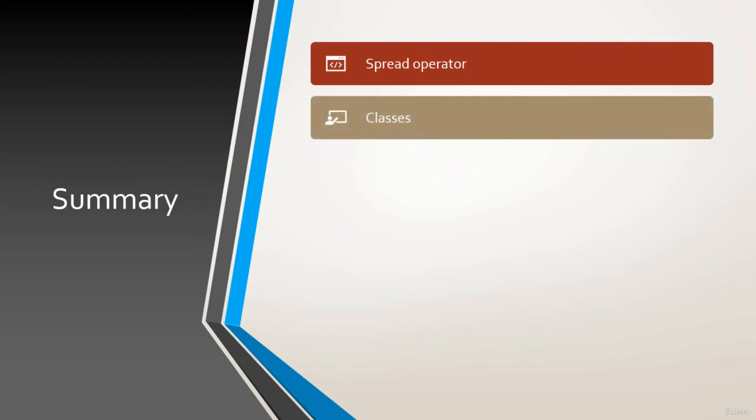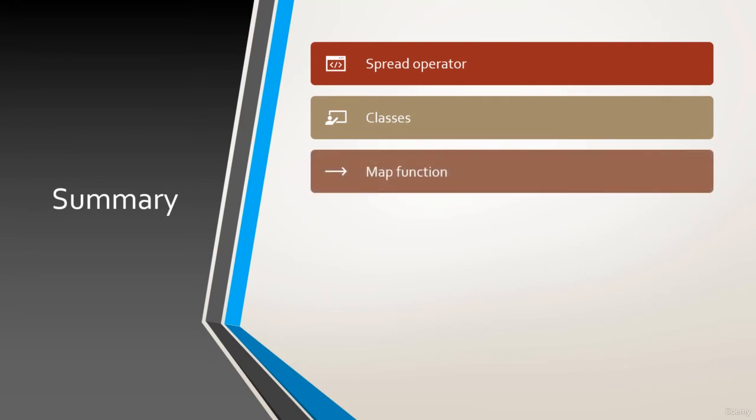With classes, we can create code units that encapsulate data and functionality. Array map allows us to map the values of an array to another array while transforming those values.